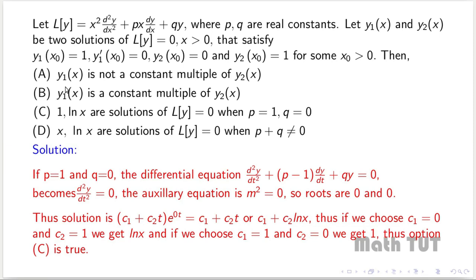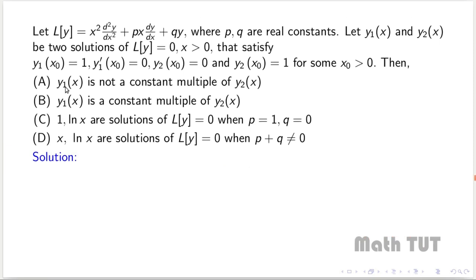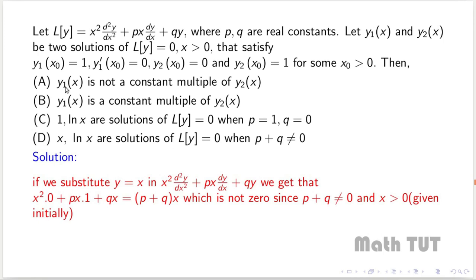Now to verify whether option D is true or not, we'll just substitute the solution y equal to x in the original Euler-Cauchy differential equation. What we get is x square times 0 plus px into dy by dx, because y is x, so dy by dx is 1 and d square y by dx square will be 0.